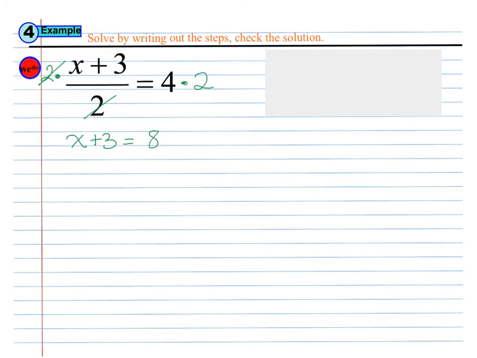Now I have a one-step equation. The opposite of positive 3 is -3. So that gives me the 0 that I need on the left side. That goes away, and I get x is equal to 5. And that is my answer.